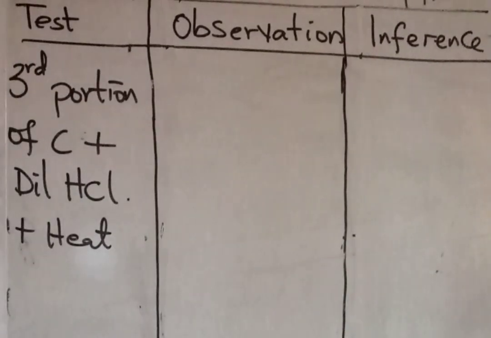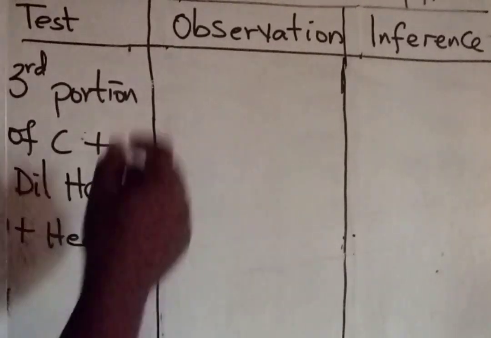Another test that can be carried out to detect the presence of lead-2 ion in a solution is a test with dilute hydrochloric acid. So also expect this test. You may be asked to add a third portion of C plus dilute HCl and then warm gently. When you do that, you will obtain a white precipitate which disappears on heating and reappears on cooling.